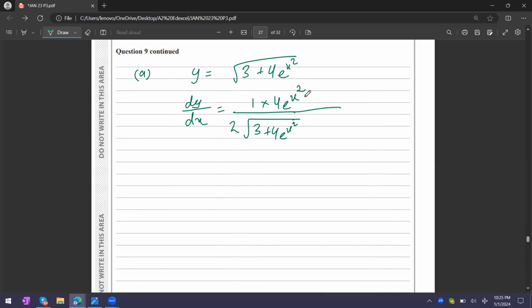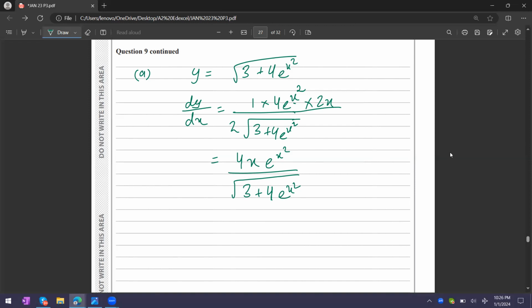Power is a little funny here. e raised to power x square times the differentiation of the power. So x square differentiation is 2x. 4 2s are 8, 8 divided by 2, 4. So 4x e raised to power x square divided by root of 3 plus 4 e raised to power x square. The marking scheme writes it in the numerator, but it doesn't matter if you leave it like that also. I think it's better to leave it like that.